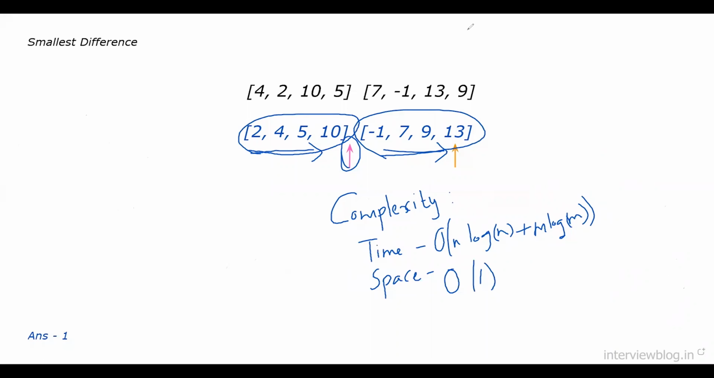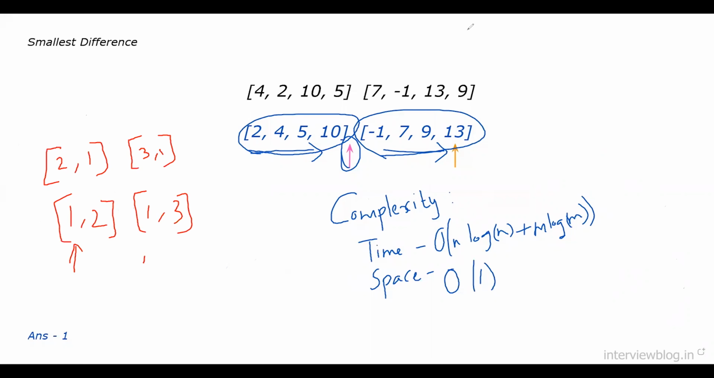So let us now discuss a test case where the first array contains elements 2, 1, and the second array contains elements 3, 1. In this case, our first step is to sort the given arrays. So we will have 1, 2 in our first array and 1, 3 in our second array. Initially, our pointers are going to point to the first elements of the given input arrays.